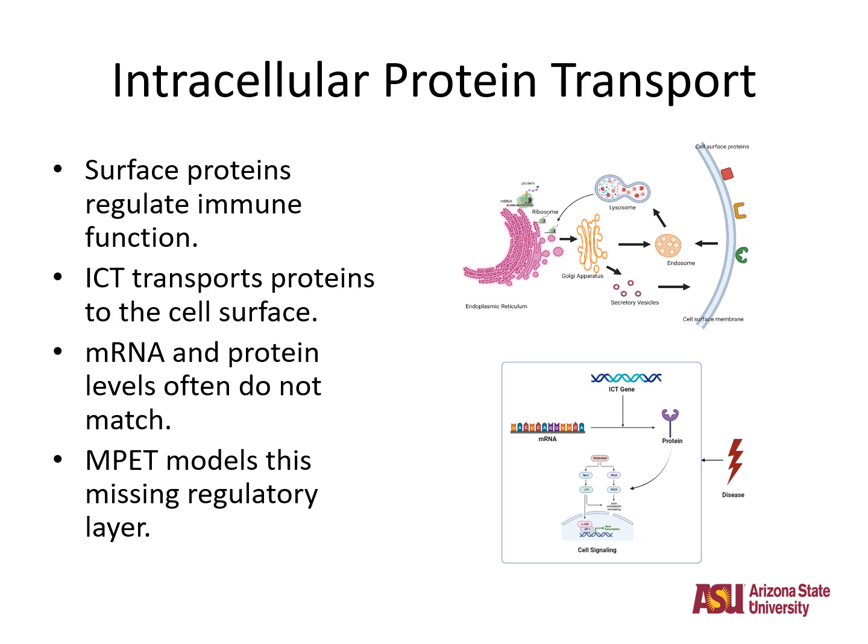This process is coordinated by a group of genes called ICT or intracellular transport genes. When ICT is dysregulated, surface protein expression can change even when mRNA levels remain unchanged, contributing to diseases such as cancer, infections, and neurodegenerative disorders. However, most current analyses directly relate mRNA to protein abundance and overlook this transport layer. To address this gap, we developed MPET, a computational framework that integrates site-seq data to quantify how ICT regulates surface protein expression and contributes to disease.